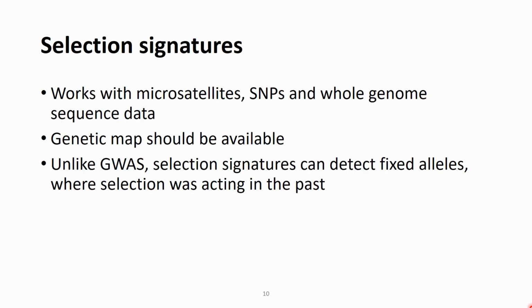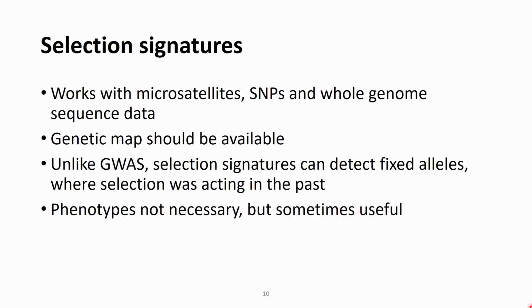Actually, there are two huge differences. The first difference is that unlike GWAS, the selection signatures look for fixed parts of the genome. So they can detect regions that contain fixed alleles, which is problematic for the GWAS analysis. The other big difference to GWAS is that for the selection signatures, we actually don't need phenotypes.